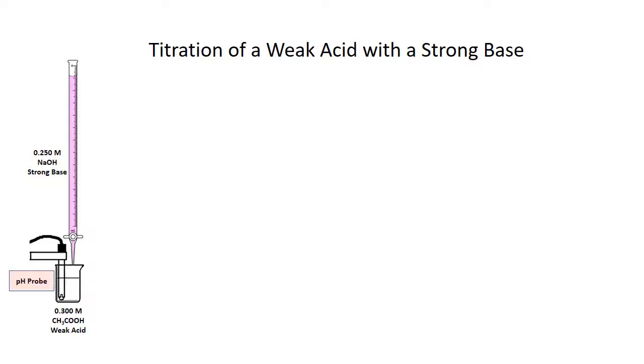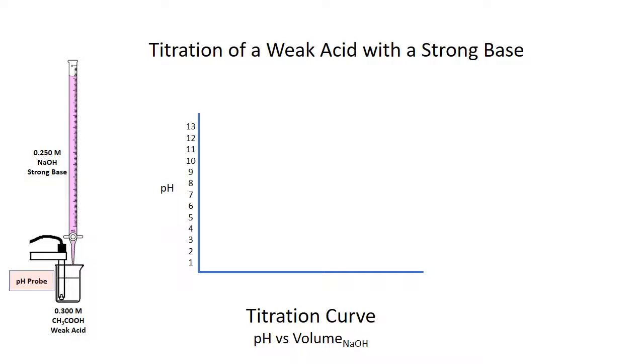We'll take this information then and put it on a graph called a titration curve. And this titration curve is a plot of pH versus the volume of sodium hydroxide that we incrementally add. The graph has on its y-axis the pH as read out by the pH probe, and on the x-axis the milliliters of sodium hydroxide that we've added to get to that specific pH.